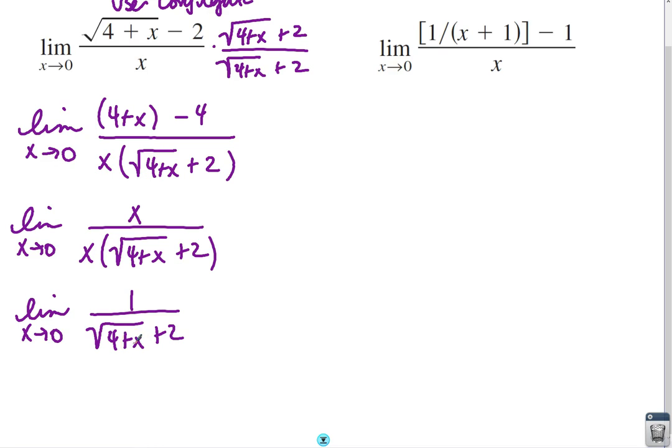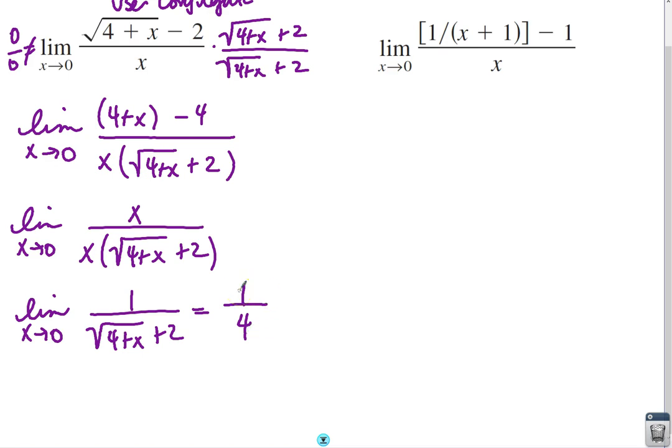You would have ended up with 0 over 0. Oh no, 0 over 0. Okay, sorry. Back to where we are. So now I'm going to plug in the 0, and I get 1 over the square root of 4 plus 0, which is just 1 over 2 plus 2, so 1/4. Oh man, I think that's the first time that's happened to me today. That's actually kind of impressive. So 1/4 is the limit here.